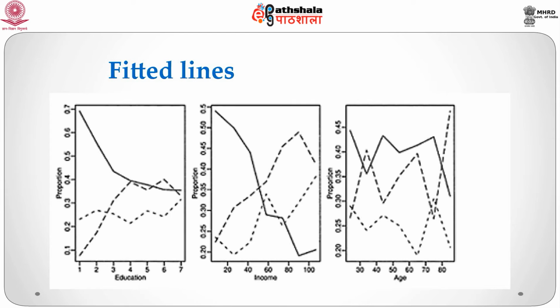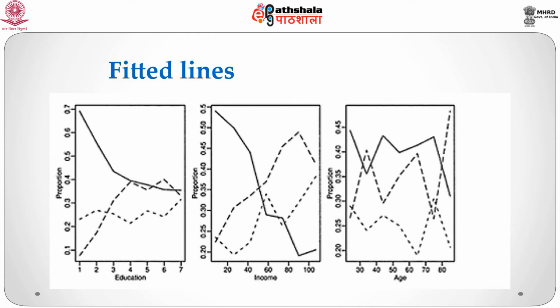So we can see that the proportion of Democrats falls with educational status, and it reaches a plateau for those who are college educated. You can see that the proportion of Republicans rises with educational level but also reaches a similar plateau. As income increases, we see that there is an increase in the proportion of Republicans and Independents and a decrease in the proportion of Democrats.